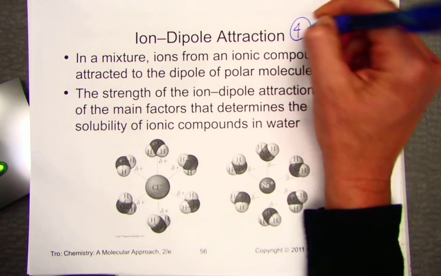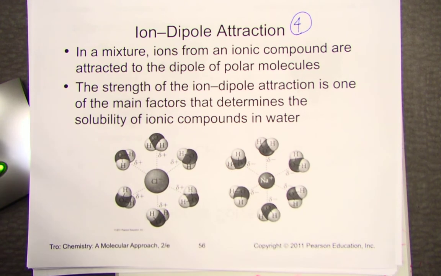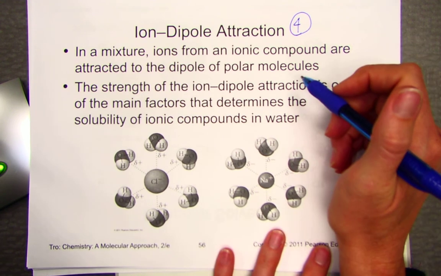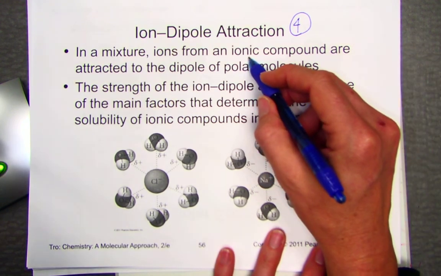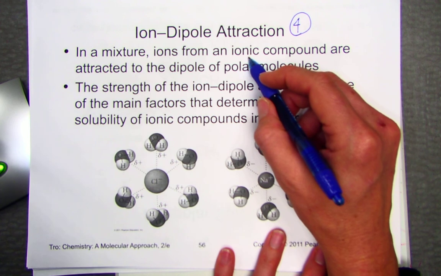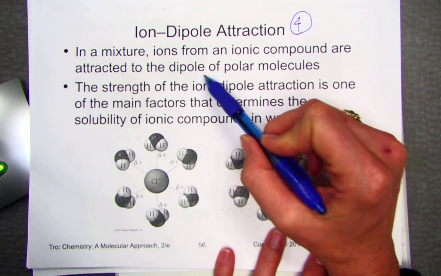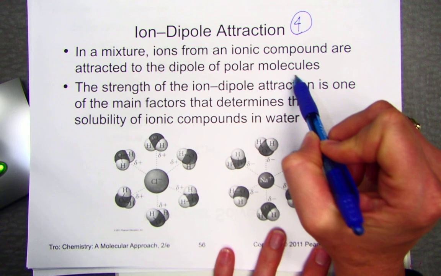We have a 4th category of intermolecular attractions. We started with London dispersion forces, number 1. Number 2, those were called dipole-dipole attractions. Number 3, hydrogen bonding. And now the 4th intermolecular attraction is called an ion-dipole attraction. In a mixture, ions from an ionic compound, metal to nonmetal, positive to negative, cation to anion, are attracted to the dipole of polar molecules.